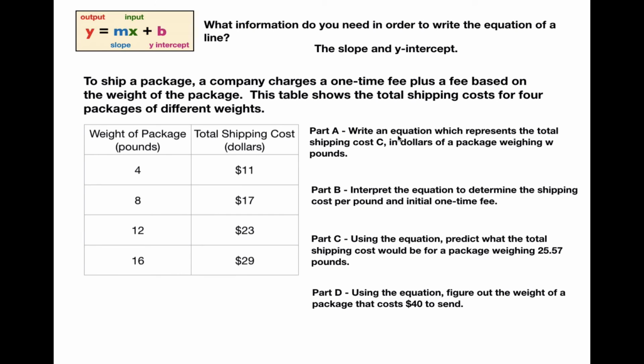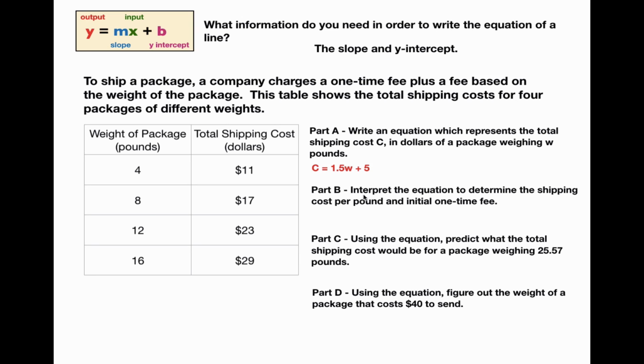All right, write an equation which represents the total shipping cost C in dollars of a package weighing W pounds. So here we have a set of data. It's in the form of a table, but you could have chosen any 2 points and derived the equation using two sets of ordered pairs. Either method would have worked perfectly fine. Either way, you can determine the slope, and then from there you could find the y-intercept. So you should have come up with C equals 1.5W plus 5.